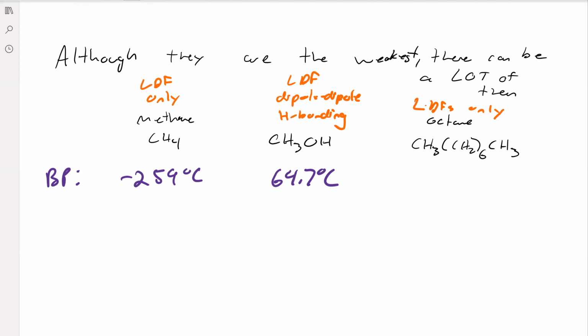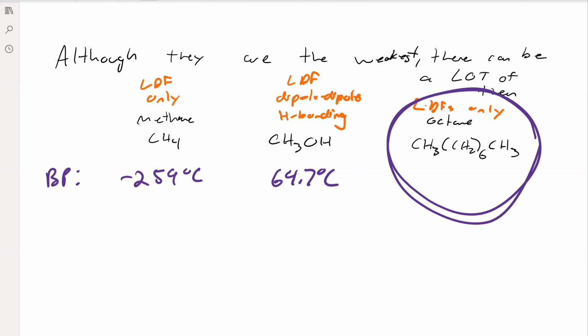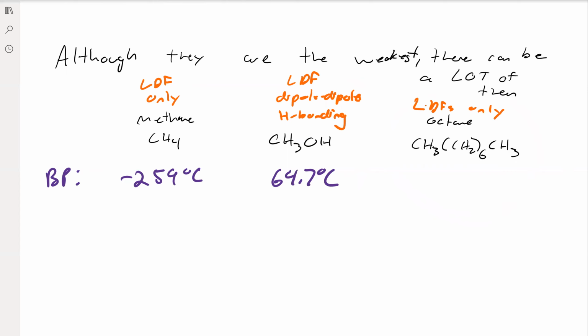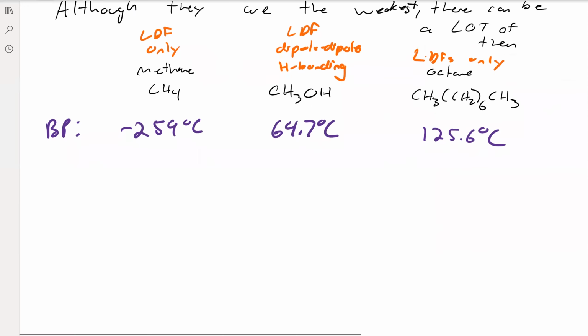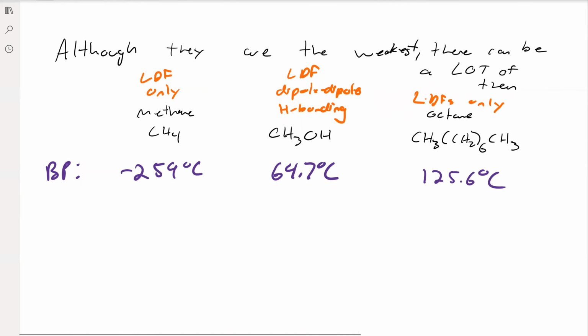And so you might think that methanol having more types and stronger intermolecular forces might have the highest boiling point. Well, that's only true when you compare molecules of similar size. Since octane is much larger, it has a whole lot more of these London dispersion forces, and so it ends up having a relatively higher boiling point, right? 125.6 degrees Celsius. So even though London dispersion forces are the weakest intermolecular forces, if your molecule is huge, you've just got a whole bunch of them, and so it can have a higher boiling point than something that has stronger intermolecular forces. Your textbook has some good examples of how this applies to real life.